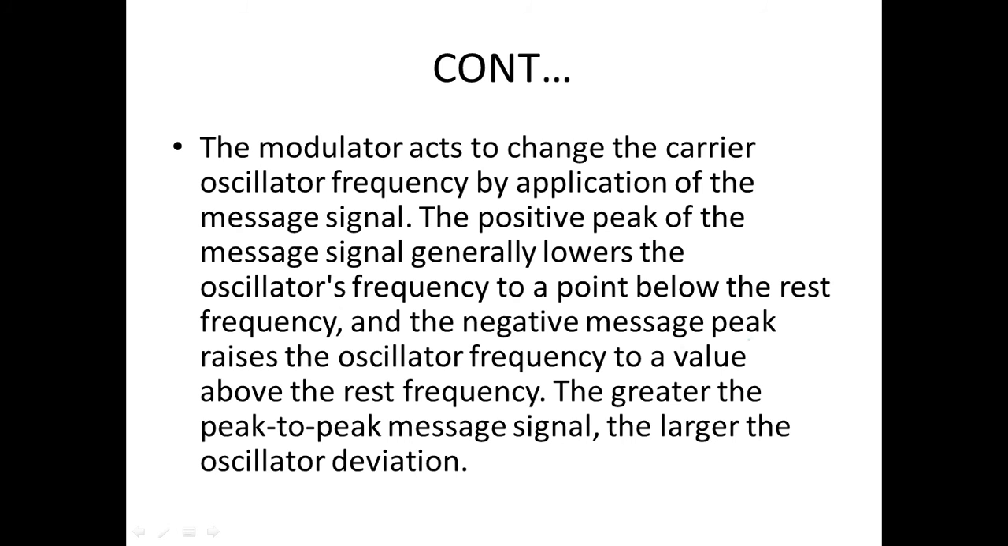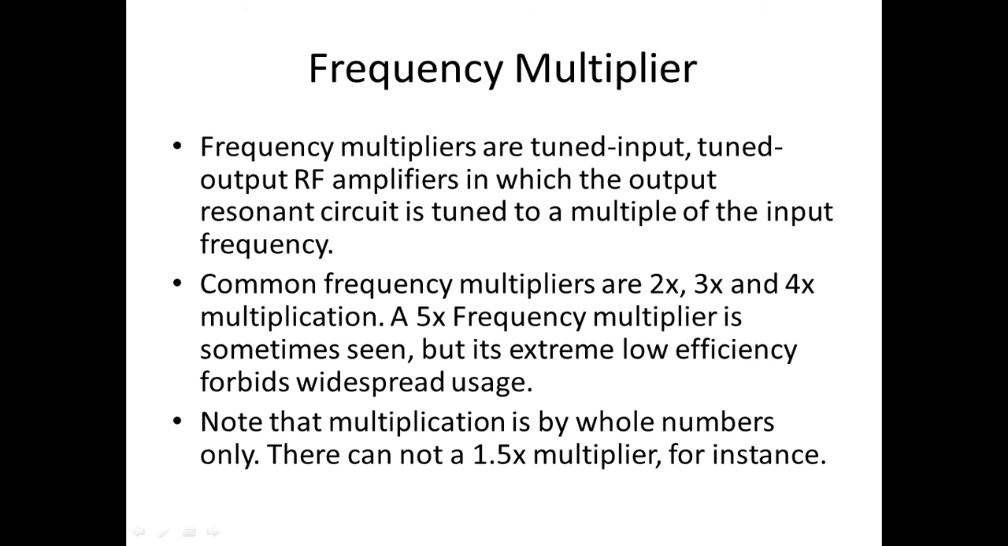The second, frequency multiplier. Frequency multipliers are tuned input, tuned output RF amplifiers in which the output resonant circuit is tuned to a multiple of the input frequency. Common frequency multipliers are 2x, 3x and 4x multiplication. The 5x frequency multiplier is sometimes seen, but its extremely low output forbids widespread usage. Note that multiplication is by whole numbers only. It cannot be a 1.5x multiplier, for instance.